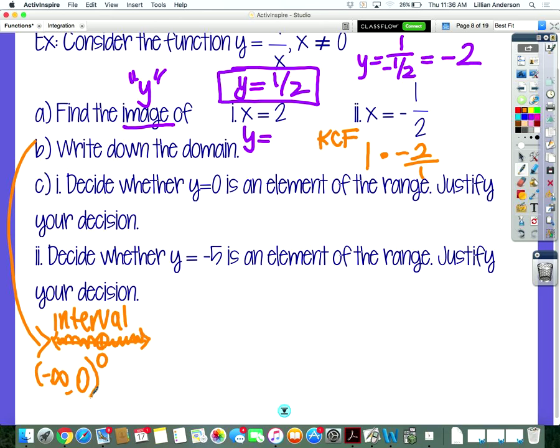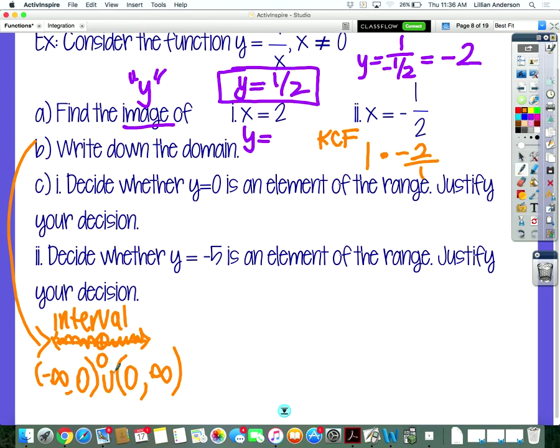But after 0, I go into what? Infinity. And you connect the two using a union. This should look familiar from Algebra 2, even from Algebra 1. The U connects the two domains. Anytime you have a domain that's broken up, like it is here, you connect it with the U. The U just means union. So not just negative infinity to 0, but also 0 to infinity.